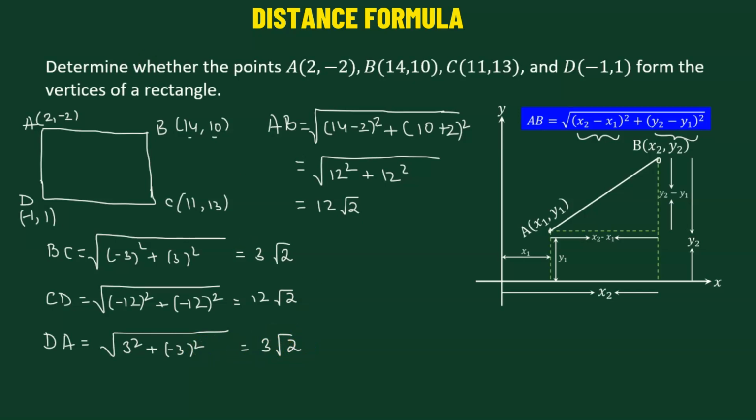Now clearly we see here that the length of AB, which came out to be 12 times the square root of 2, is equal to CD. And then we have CB, which is equal to the length AD. And that means the opposite sides of the parallelogram are equal. So that means it is a rectangle, hence proved.